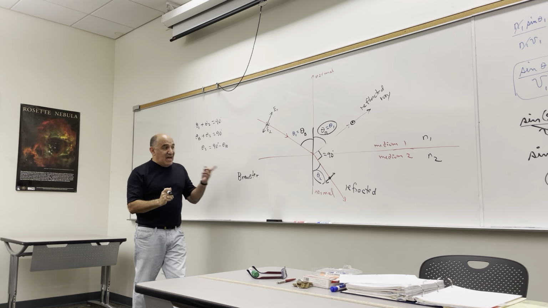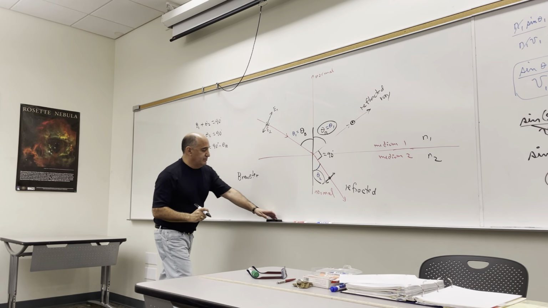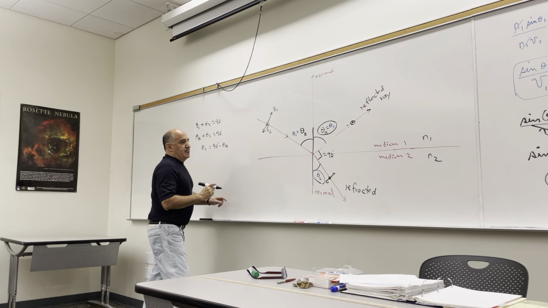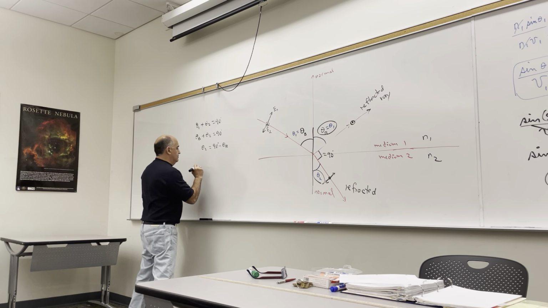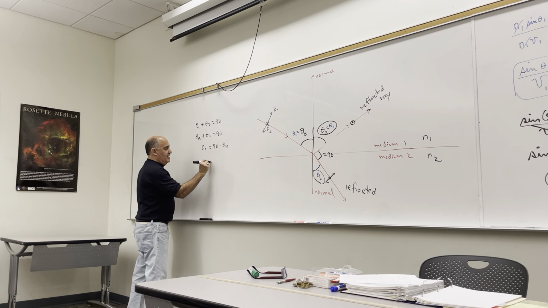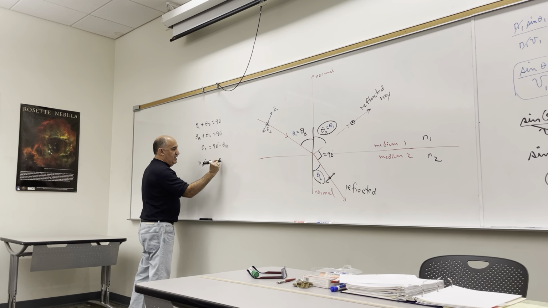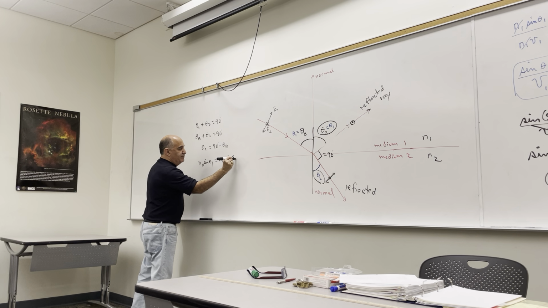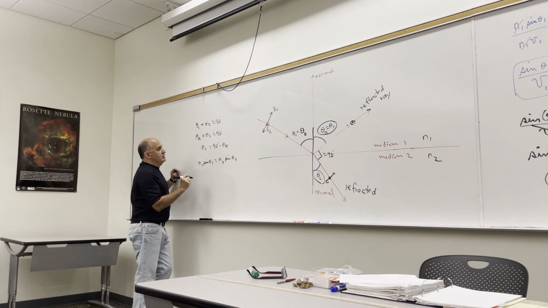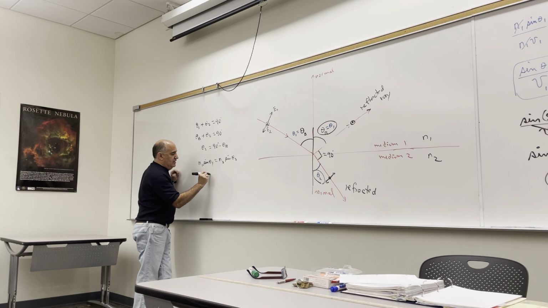And if I apply Snell's law, if I say N1 sine of theta 1 equals N2 sine of theta 2, then I can do this. N1 sine of theta 1, I'm calling it Brewster's angle.